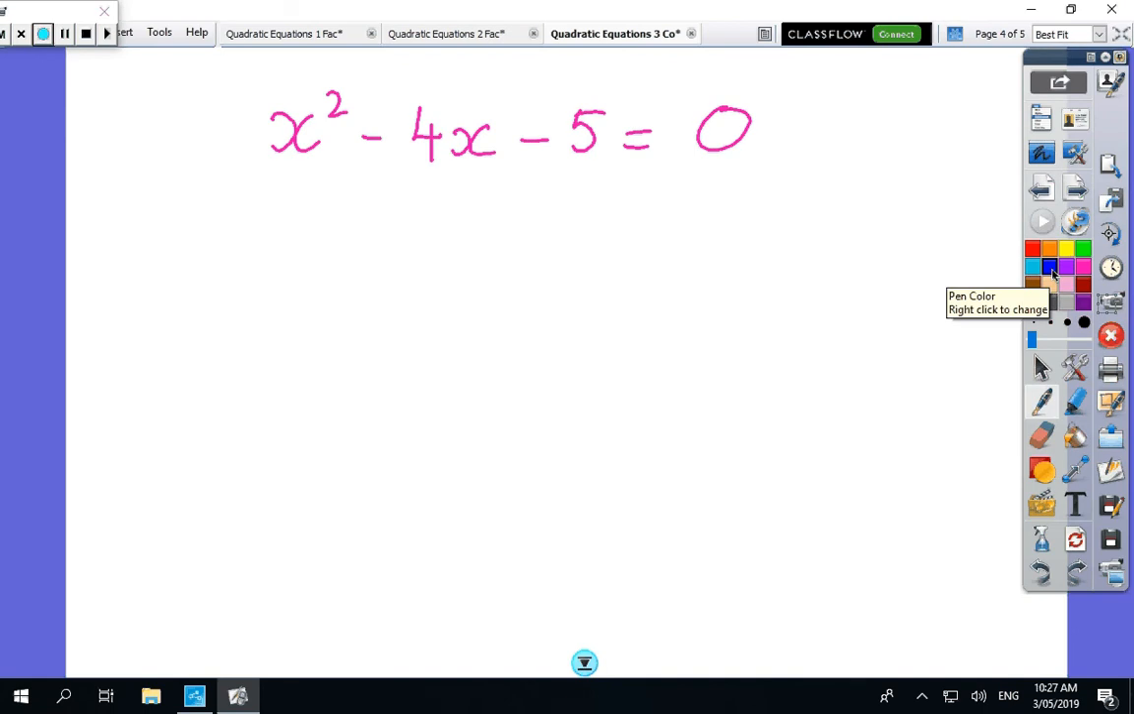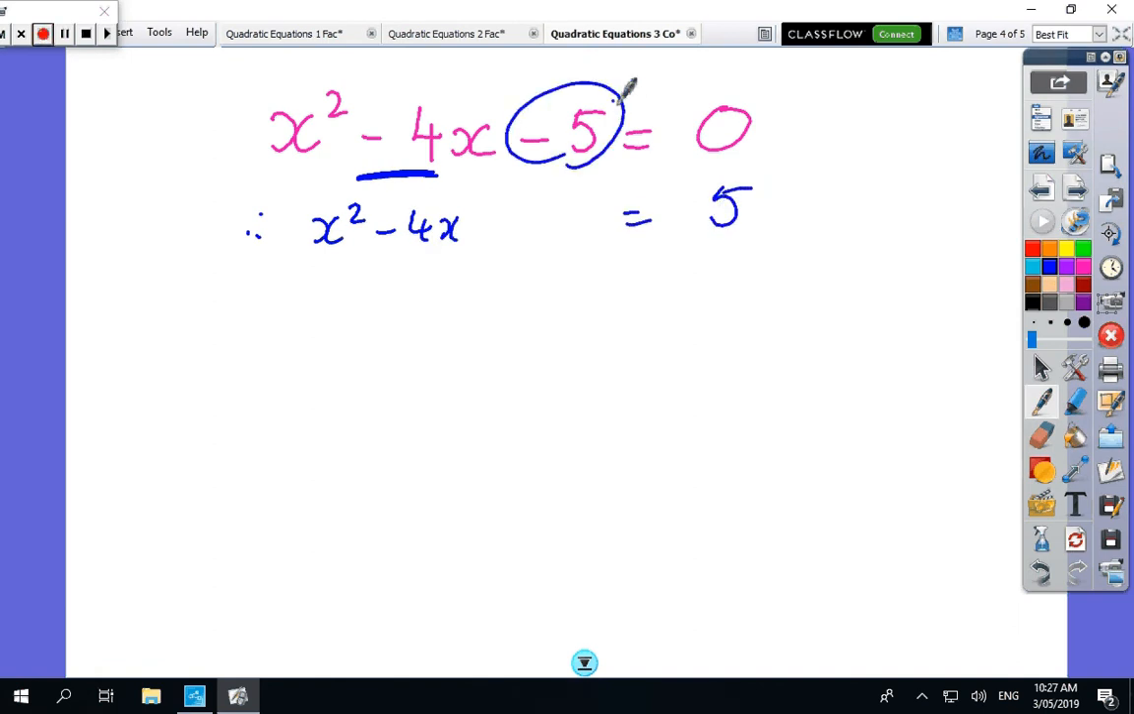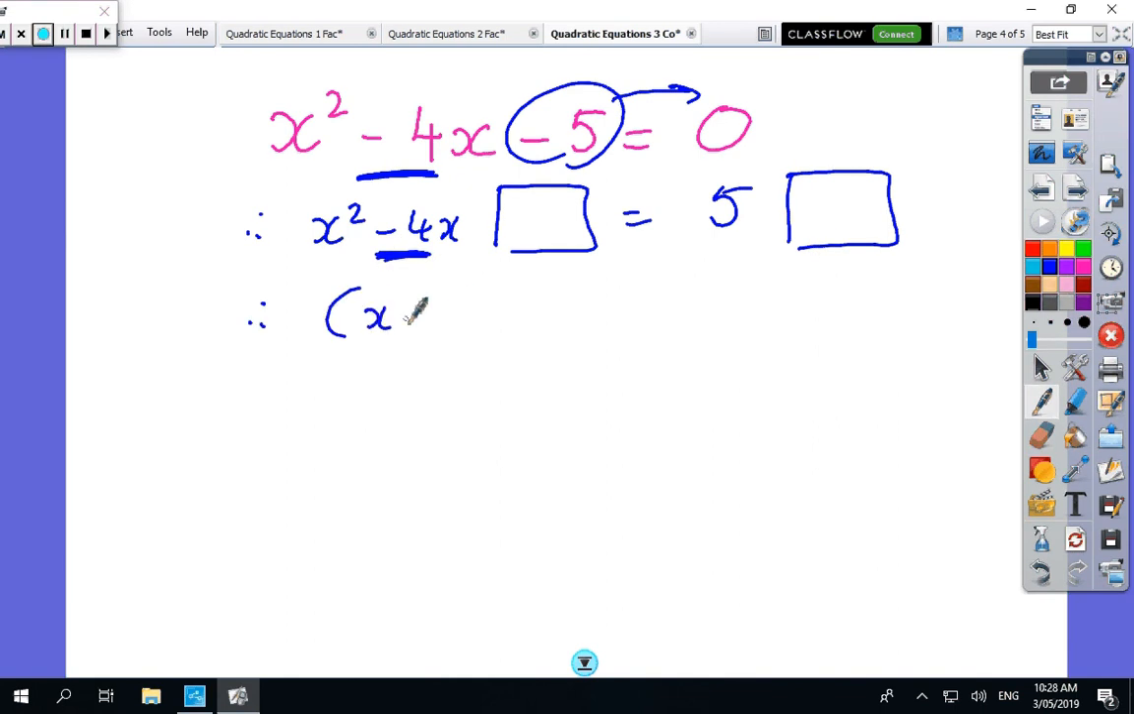Okay, so we've got x squared minus 4x minus 5. The minus 5 don't worry about, it's this term here that's going to be the important thing. So the first thing we do is move the 5 across, so minus 5 becomes plus 5. Now I've got a space here, and whatever I add, I'm going to add on that side. So you halve minus 4, so the bracket will be (x minus 2) squared. Half of minus 4 is minus 2, so that goes inside the bracket.